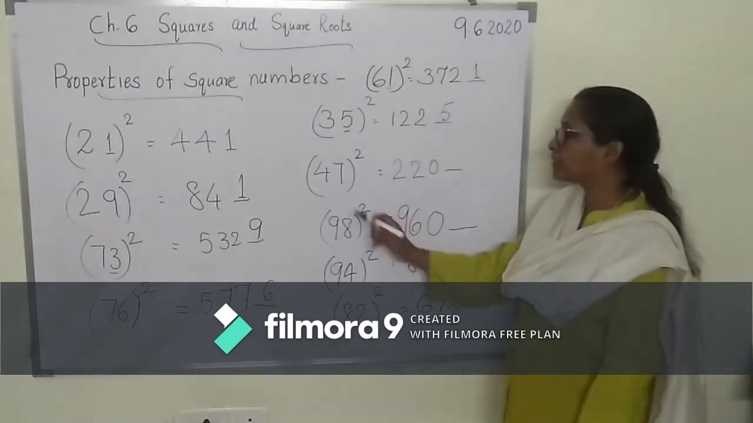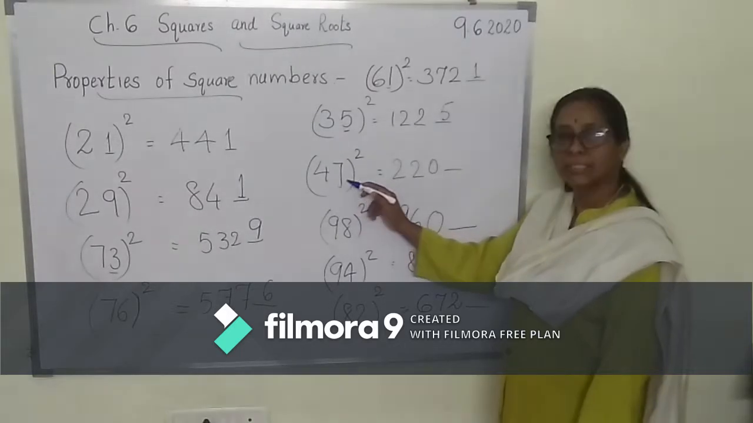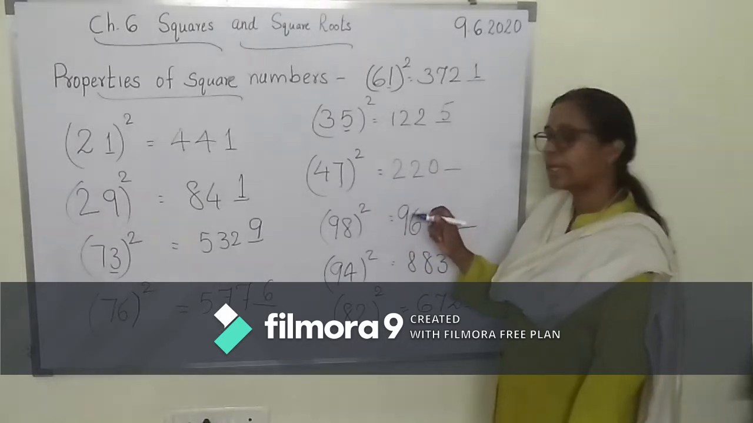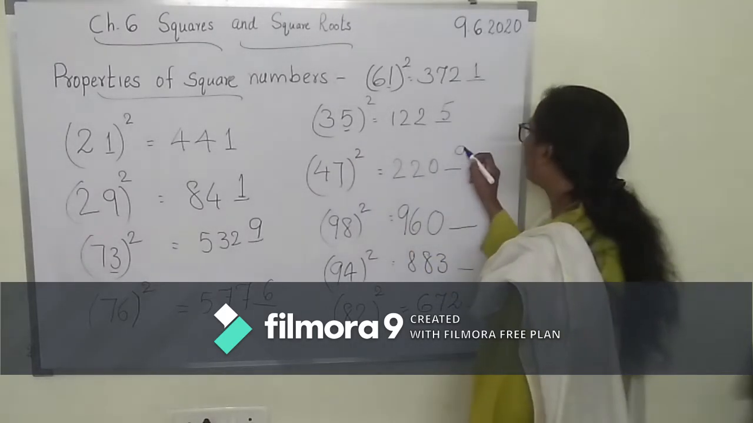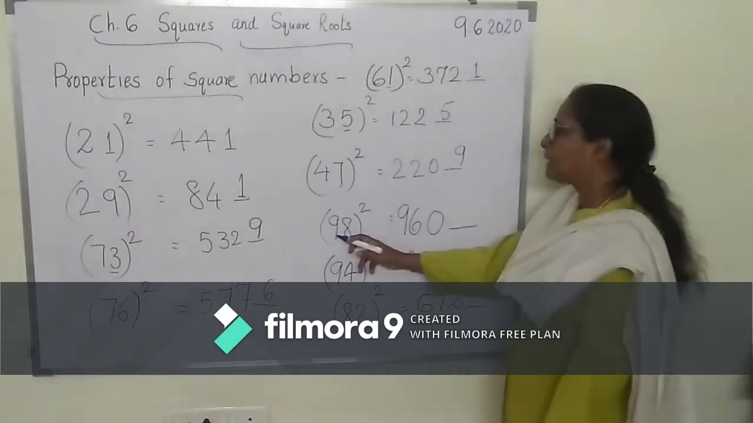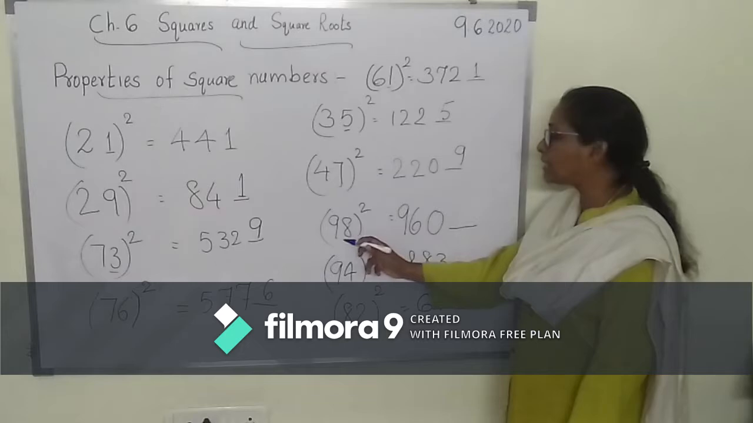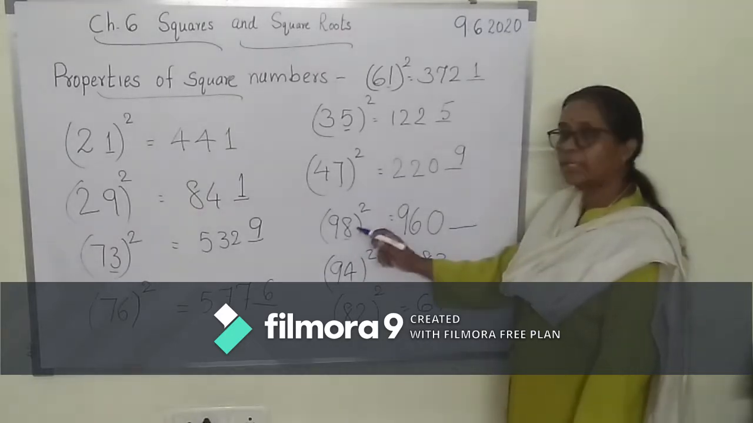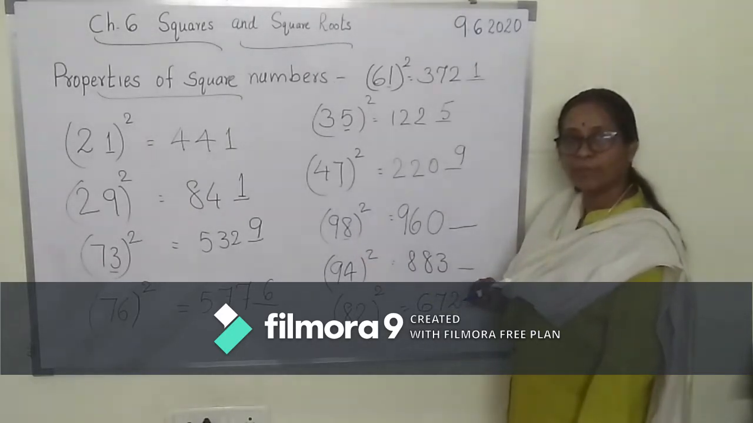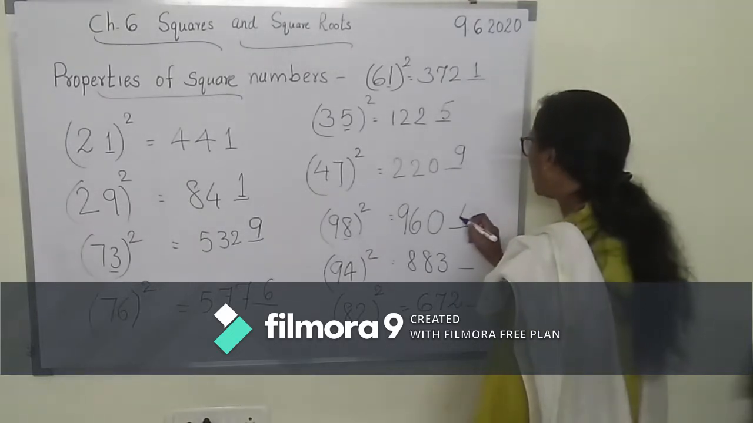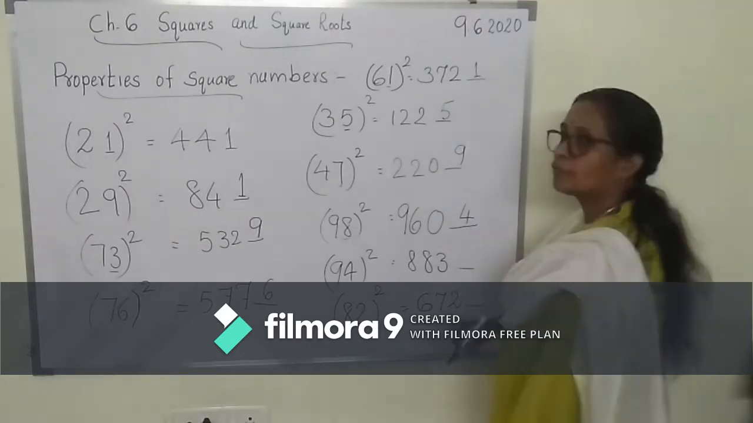47 square. Unit place is 7. 7 7s are 49. So what is the unit place of the square? 9. 98 square. The unit place is 8. 8 8s are 64. What is the unit place? 4. So here the unit place is 4.